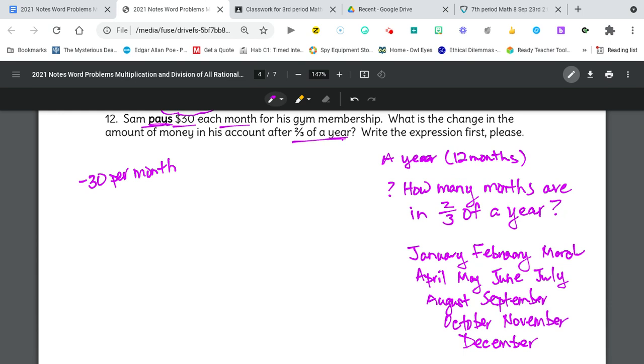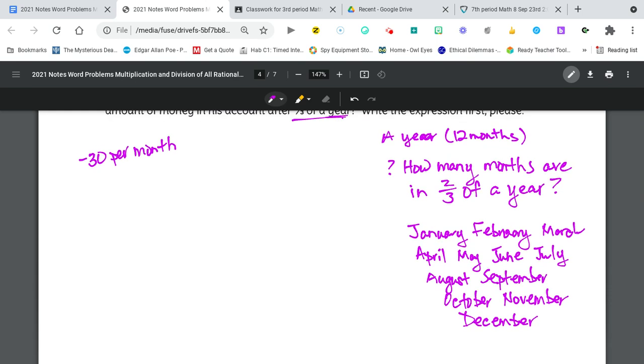So I'm going to take 12 things and split them into thirds. Okay. So I got 12 things. 1, 2, 3, 4, 5, 6, 7, 8, 9, 10, 11, 12. Split them into thirds, or into threes. If I take 12 things and split it into threes, how many things will be in each group? 12 things split into threes. There'll be 4 things in each group.